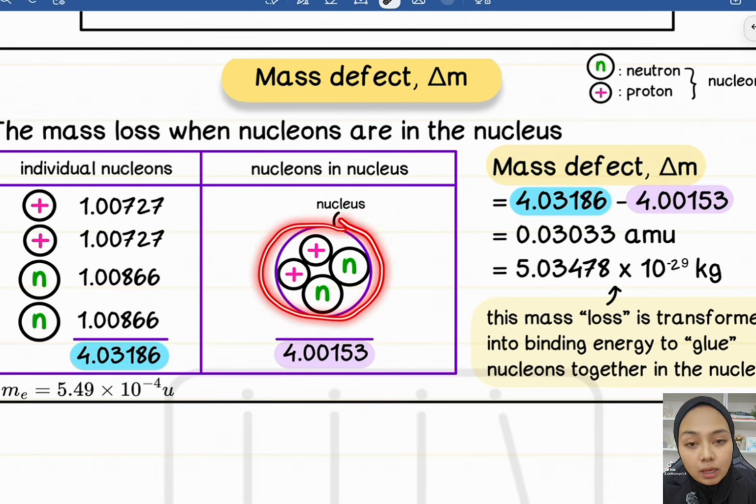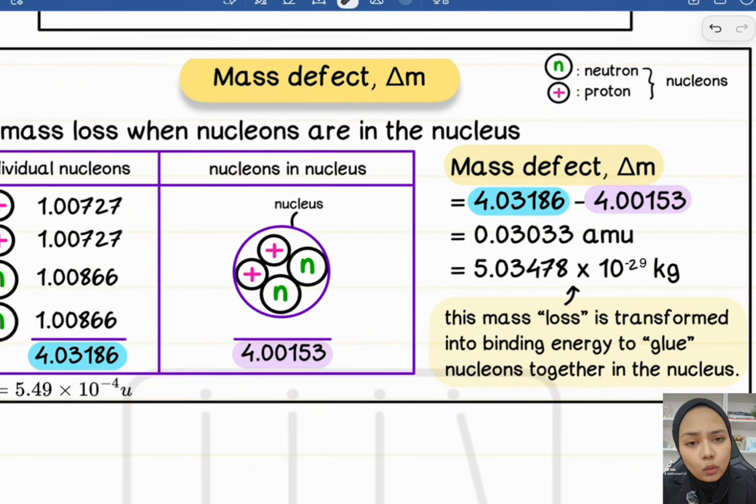If they are in a nucleus, let's say this is one nucleus, it also consists of 4 subatomic particles. The mass is 4.00153, which is much less than if they are individual. So what happened is that the difference is 0.03033 atomic mass unit, or sometimes you call it U, or 5.03478 times 10 to the power of negative 29 kilograms. So what is this actually? This is what we call the loss of mass.